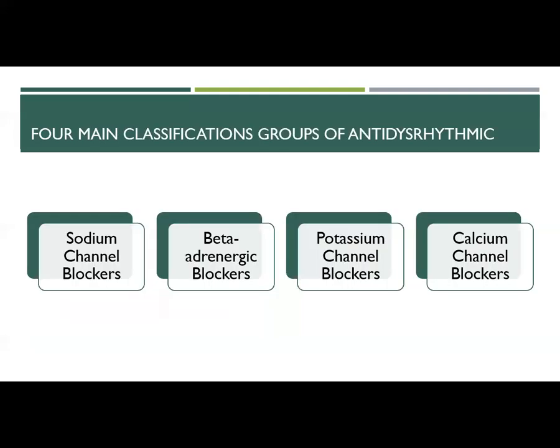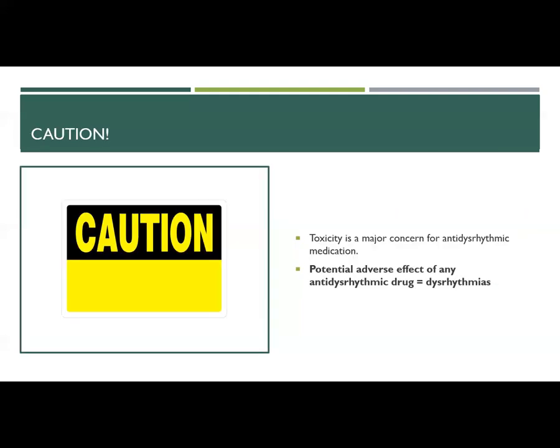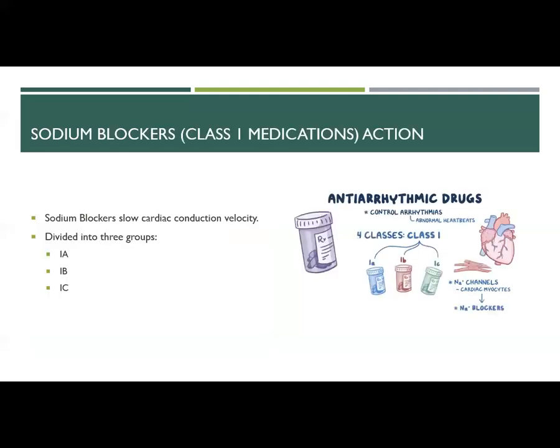Think about it, we're messing with our SA node, we're messing with our AV node, we're messing with the excitability, the conduction, we're messing with the electricity of the heart. By doing that, I can accidentally throw somebody from a normal rhythm into a dysrhythmia. The first one we're talking about is our class 1 medications, which are our sodium blockers. Sodium blockers slow cardiac conduction velocity, and they're divided into 3 groups, A, B, and C.